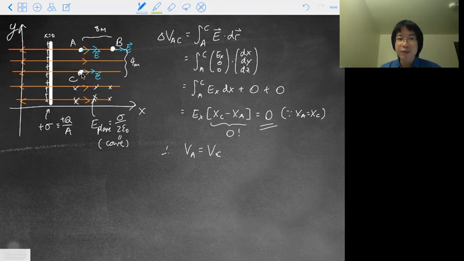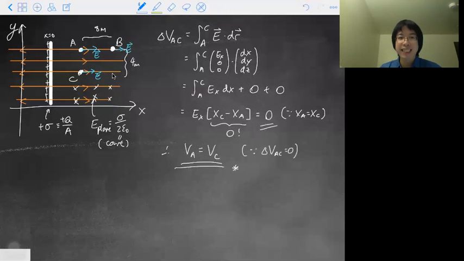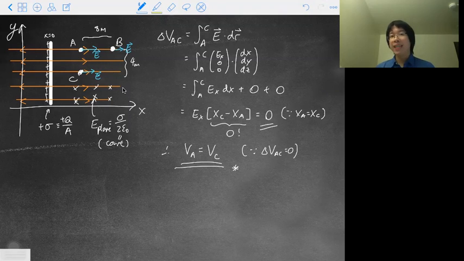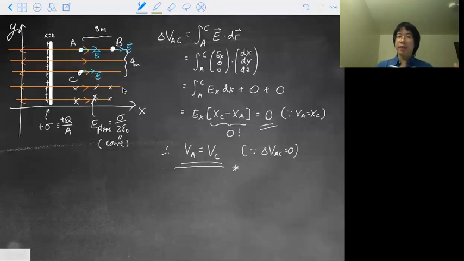You can repeat the process by putting a point D over here and show that B and D are also the same. So every line perpendicular to the field has the exact same potential. Okay. Yeah, so what this leads to is the idea of equipotential surfaces. Just what I mentioned in the beginning, we try to find a way to visualize the potential, and now we have one just by doing this.